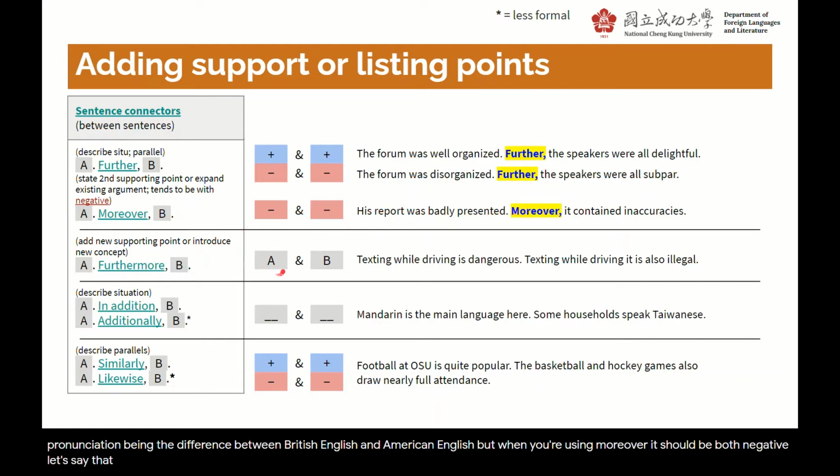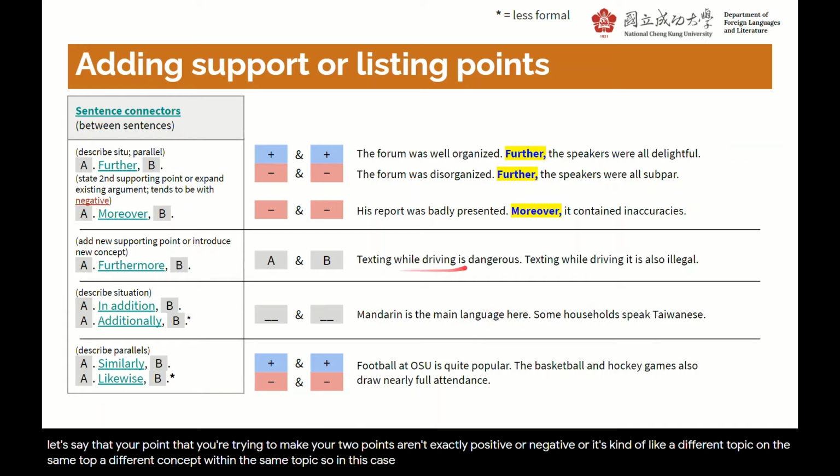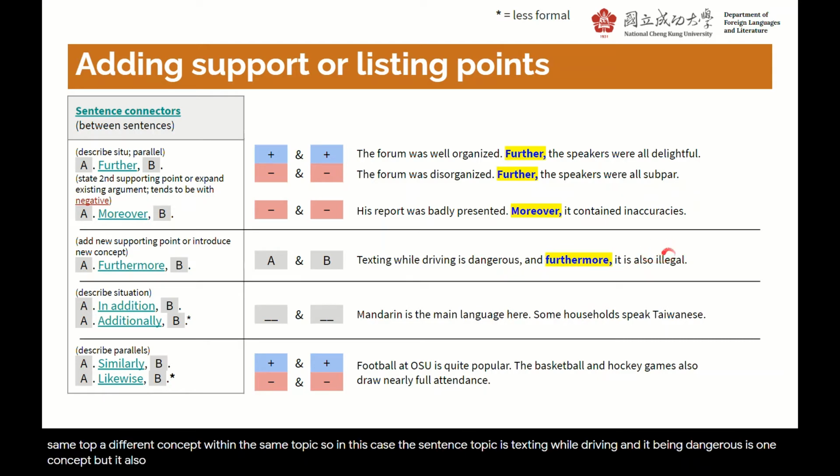Let's say that the points you're trying to make aren't exactly positive or negative, or it's kind of a different concept within the same topic. In this case, the sentence topic is texting while driving, and it being dangerous is one concept, but it also being illegal is a different concept. You can use "furthermore" to connect the two.